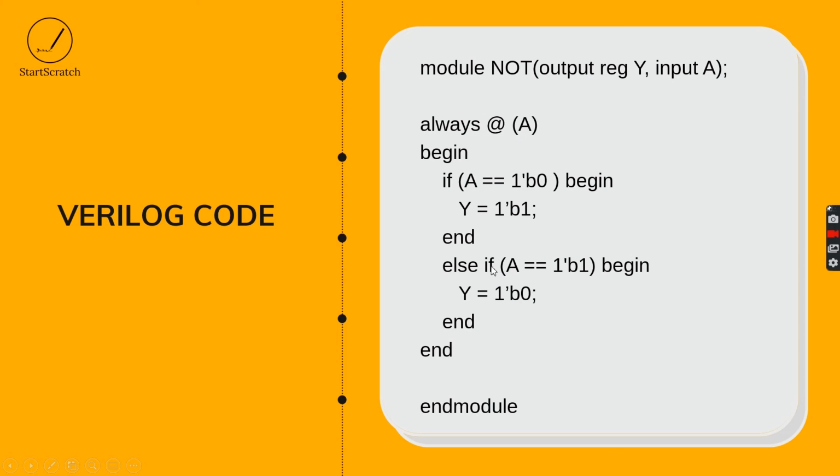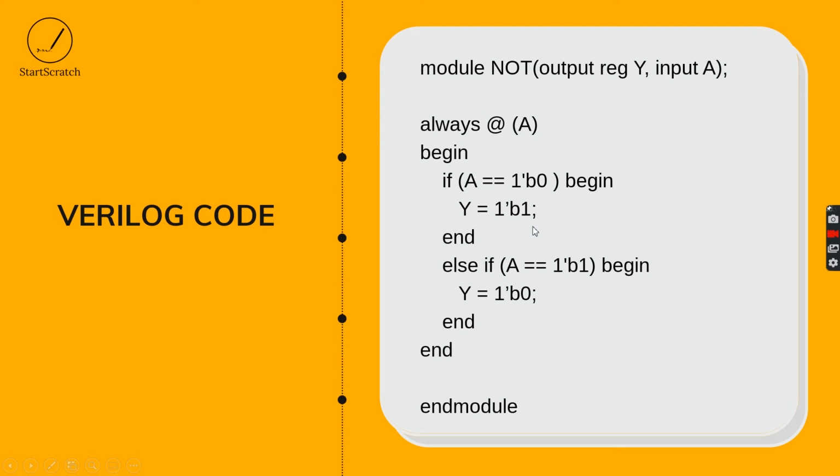Here you can find I used the else if condition, because I am giving the output y equal to 0 when a equal to 1. To mention this condition, I have used this else if statement here. On the other hand, when a equal to 0, the output will be y equal to 1.